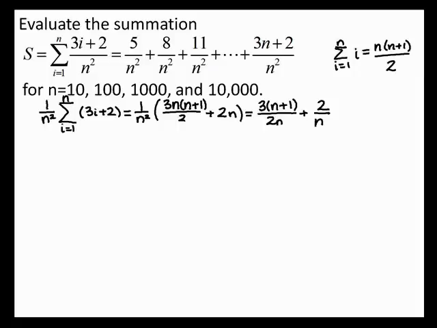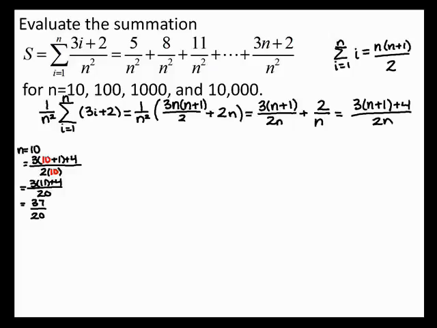Combine the fractions by multiplying the second fraction by 2 over 2. To find the sum when n equals 10, substitute 10 into 3 times the quantity n plus 1 plus 4 divided by 2n. Simplify 10 plus 1 and 2 times 10. Simplify 3 times 11 plus 4. The sum when n equals 10 is 37/20ths, or 1 and 85/100ths.